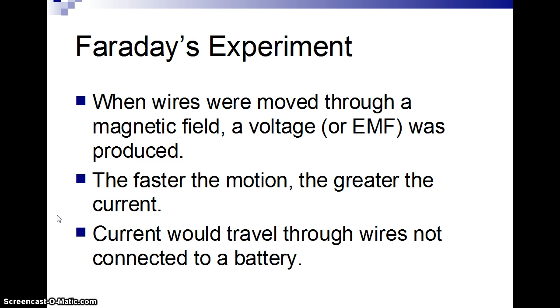So basically what happened when you move the wires, a voltage, we're going to use the symbol script E for EMF. They called it the electromotive force, which isn't exactly right. It's actually a voltage, not a force, so be careful with that. And the faster you moved it, the greater the current, and the current would go through wires that weren't connected to a battery. It just has to be in some kind of circuit to make the net charge balance.